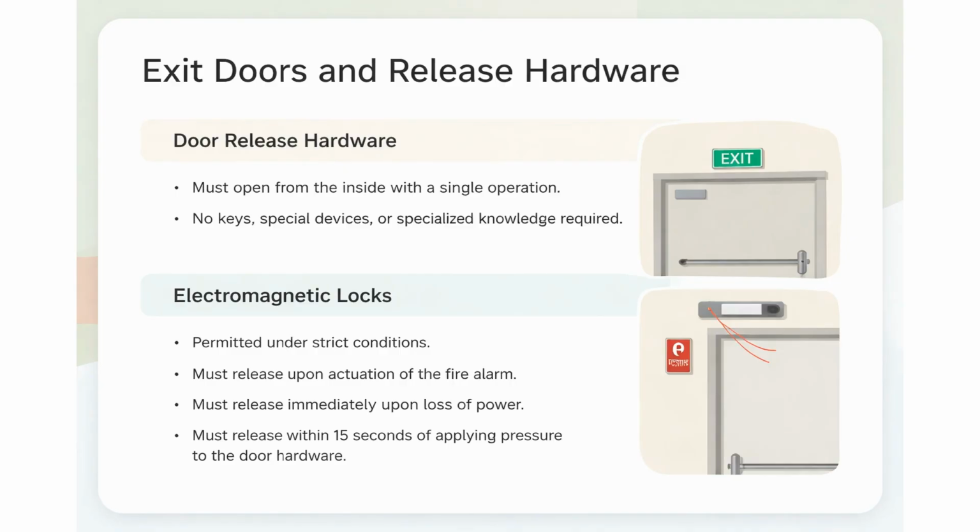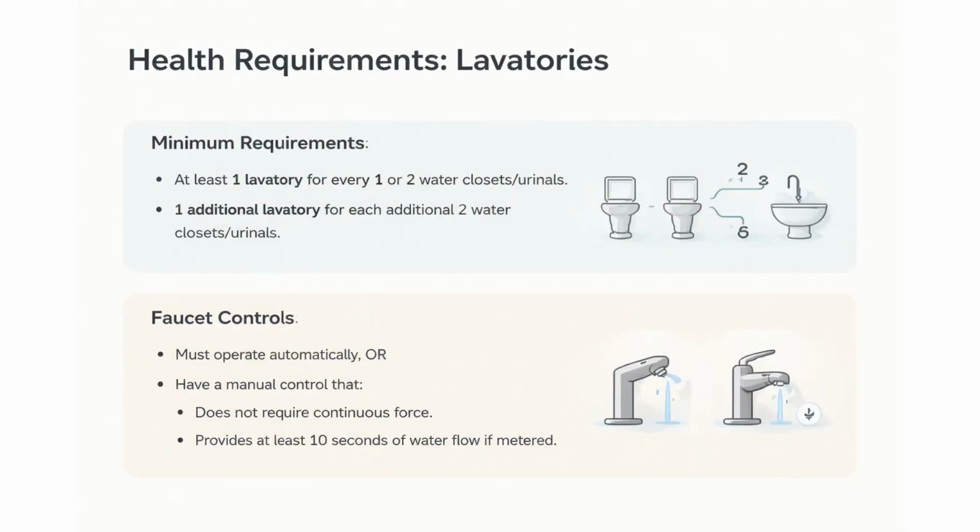Shifting to health requirements, the code dictates the ratio of lavatories to water closets. You need at least one sink for a room with 1 or 2 toilets, and another sink for every 2 additional toilets. To maintain hygiene and accessibility, the faucets must either be automatic or have manual controls that don't require you to hold them down continuously. If they are metered push-button faucets, they must provide at least 10 seconds of water flow per push.